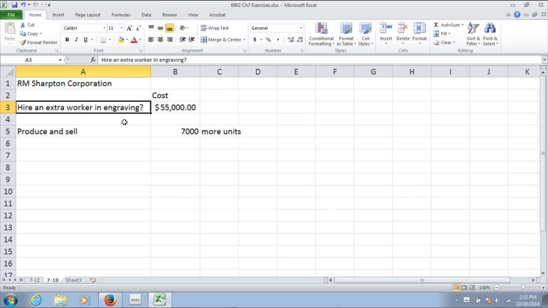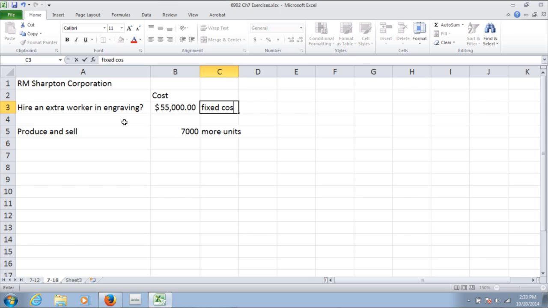Now, if they go out and hire another worker, they might be able to break the bottleneck, and it's going to cost them $55,000. Contractually, they'll be able to negotiate and determine this amount. So the additional cost here is $55,000 for the employee, and that would be a fixed amount. So consider this a fixed cost.